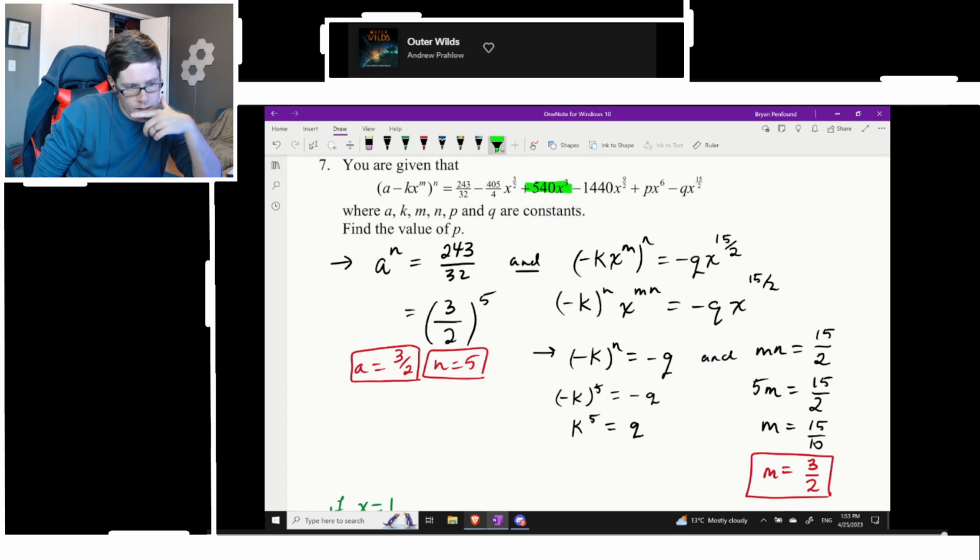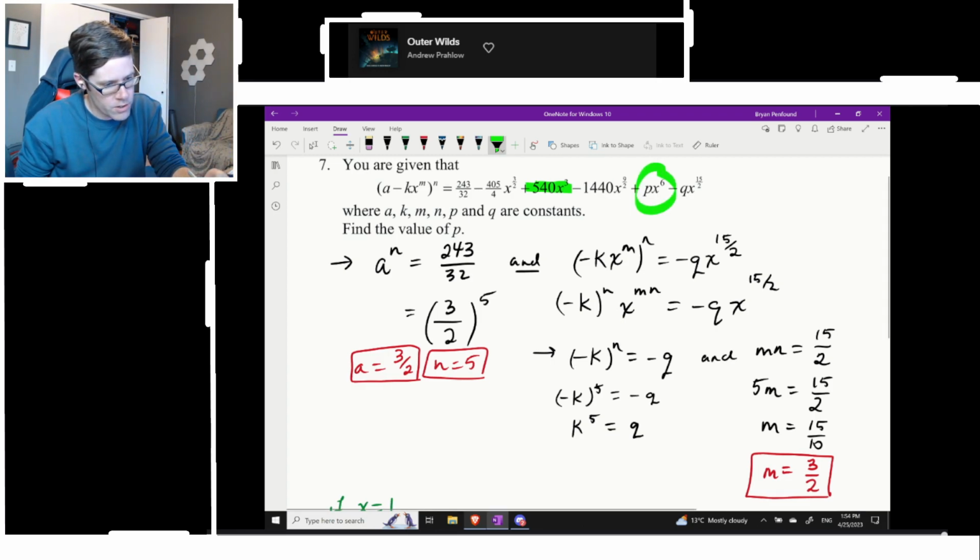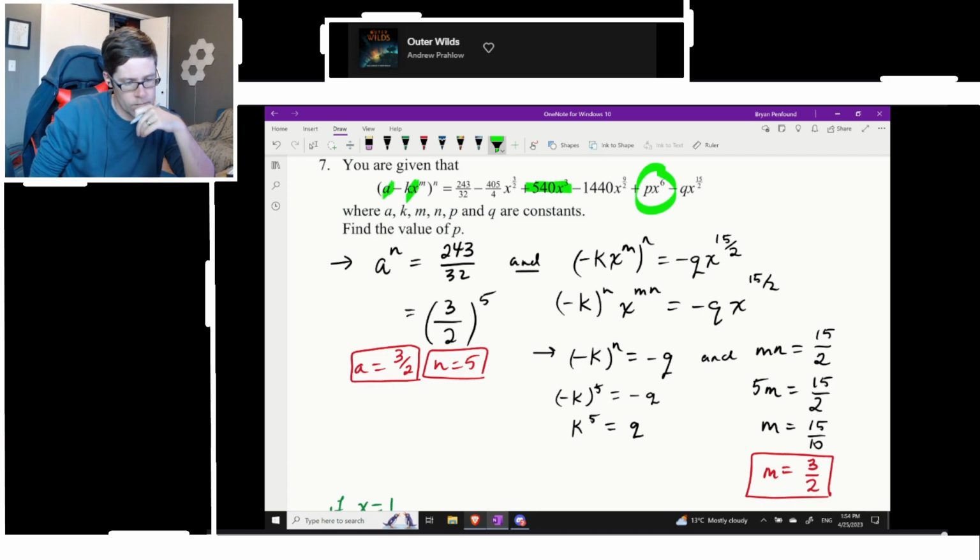I wonder if we can use that to solve for k. If we can solve for k, we can solve for q. We don't really need q, but I need one or the other. I either need q or I need k in order to get to p, I think, because this term in here is going to be a cross term of some of this stuff.